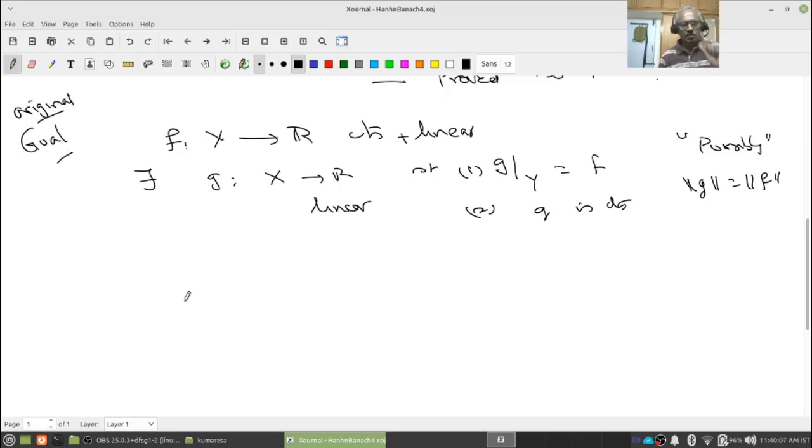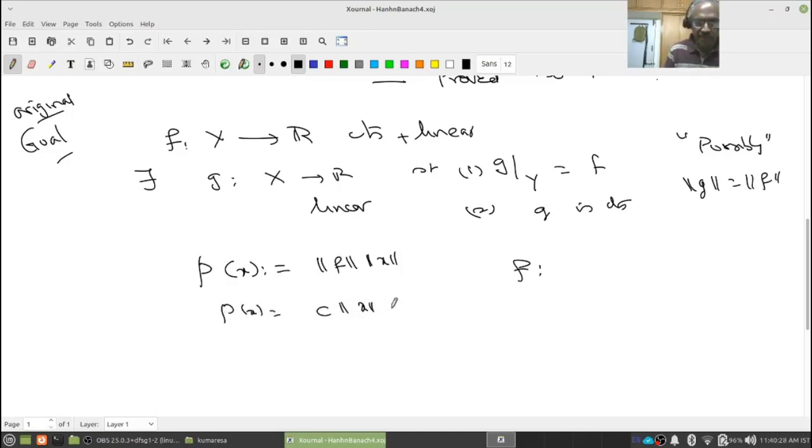In the second session, we introduced one of the standard choices of P. If F is any linear functional, then we define P of x to be norm of F into norm of x. In fact, for any constant I can do that: P of x equal to C times norm of x. This will satisfy the properties which we wanted, where C is positive.